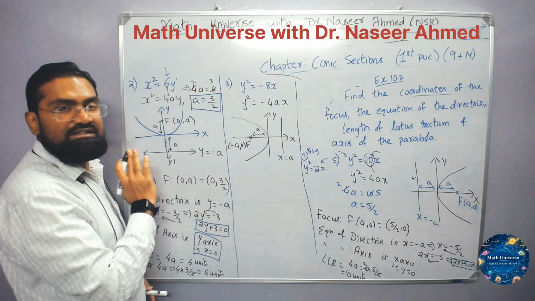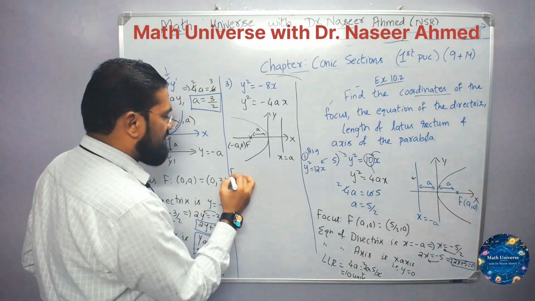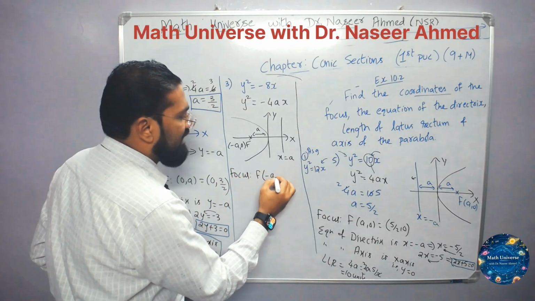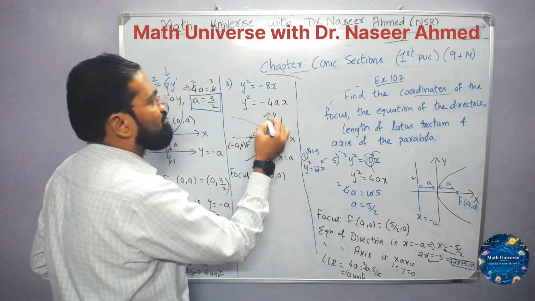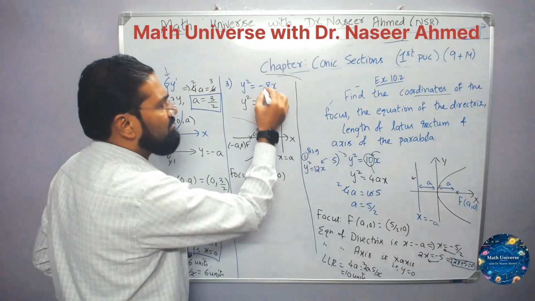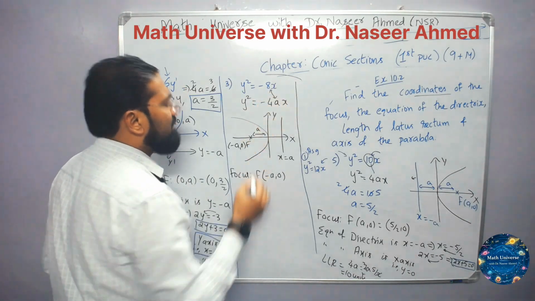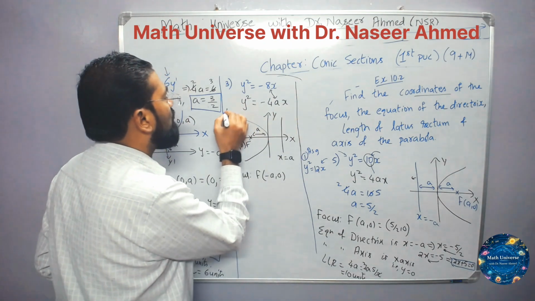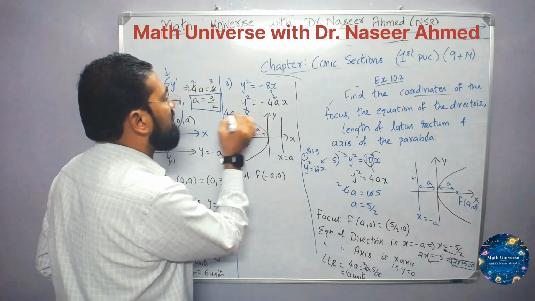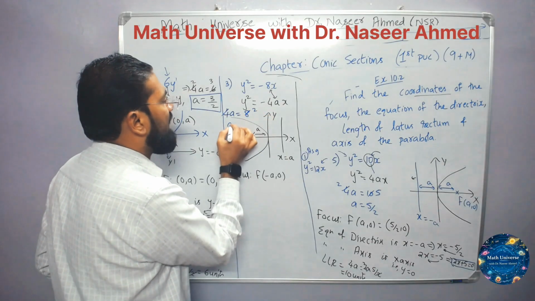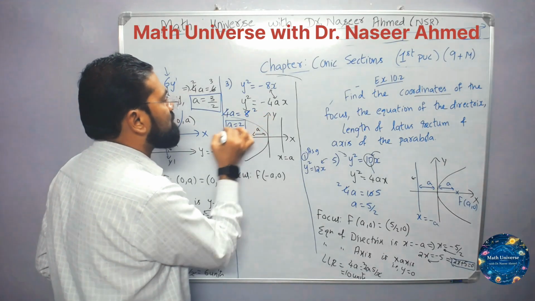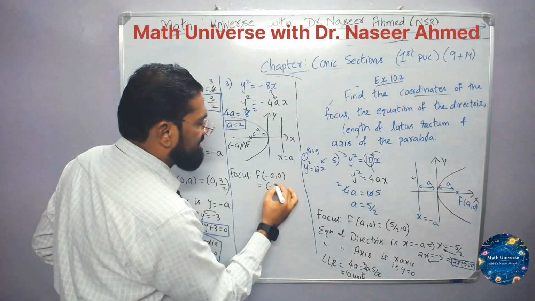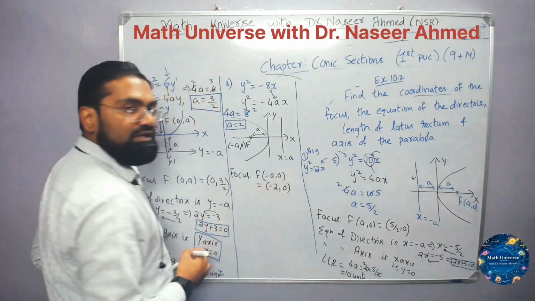With the help of geometry, things are very simple. So the focus will be F of minus a comma 0. Now compare this to minus 4ax, we get 8. So I can say that in place of 4a, what do we have? 8. 4 ones are 4, 4 twos are 8, so a is equal to 2. So very simple. You can write the focus as minus 2 comma 0.